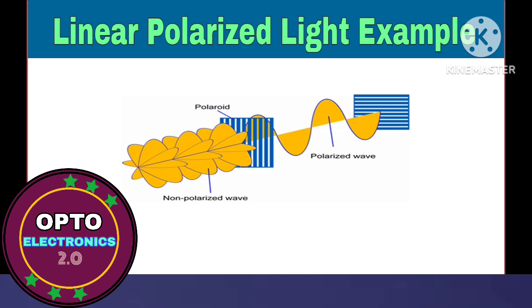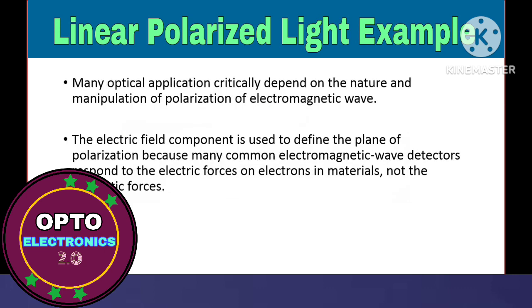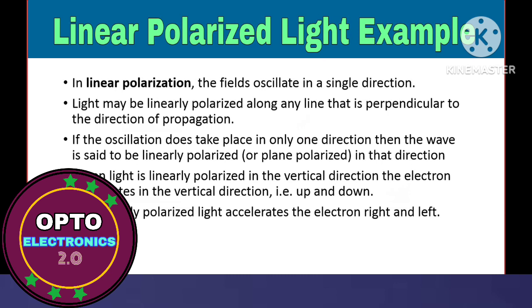If you can see the figure, this is basically linear polarization. The electric field of light is basically confined in a single plane along the direction of the propagation. If you have confined your electric field in a single plane, then basically this is your linear polarization.